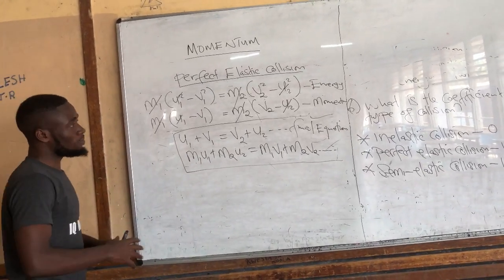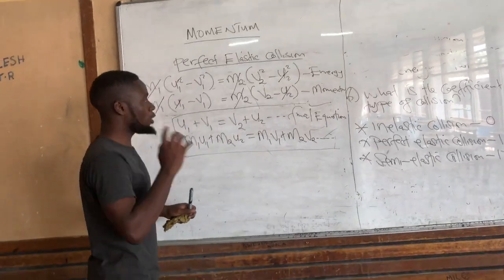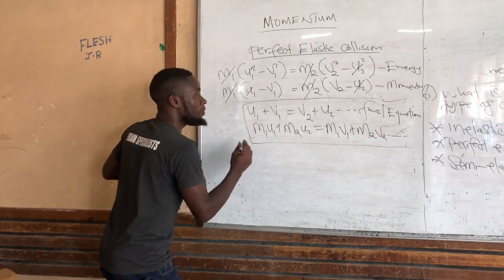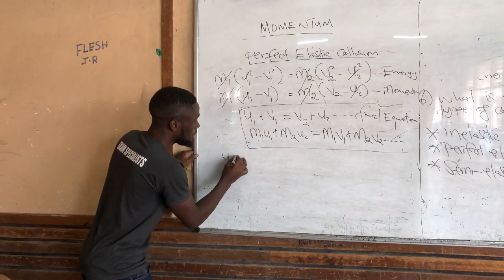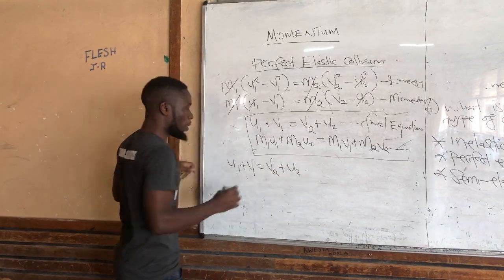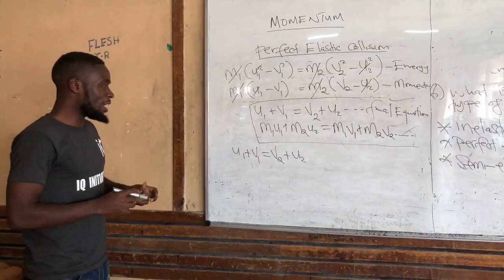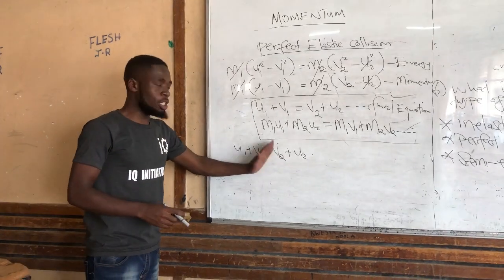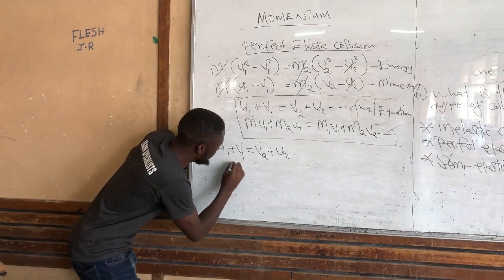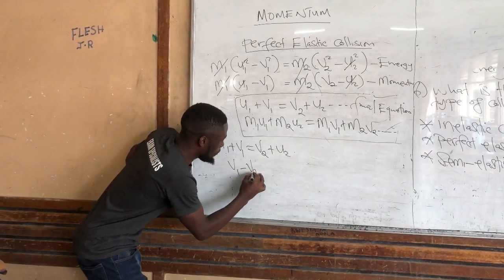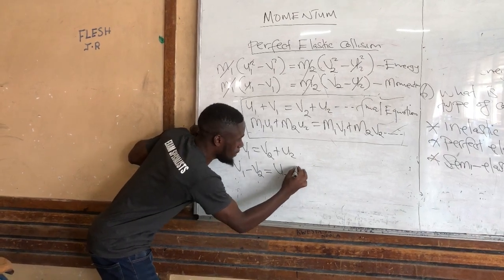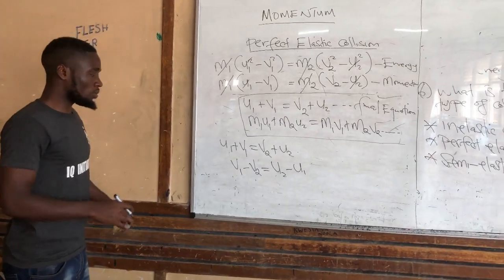Okay. So before we even move to the next one, I want to explain the coefficient of restitution here. Let me get the same equation. The final equation says U1 plus V1 equals V2 plus U2. What if I decide these are my final velocities, they go this side, and these are my initial velocities, they go the other side? So I have V1 minus V2 equals U2 minus U1.